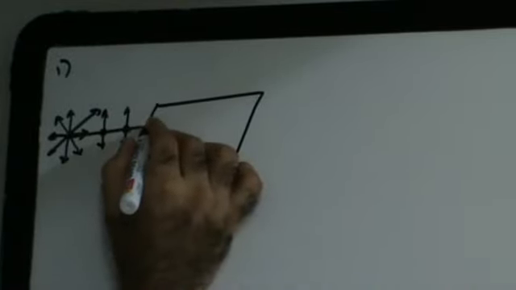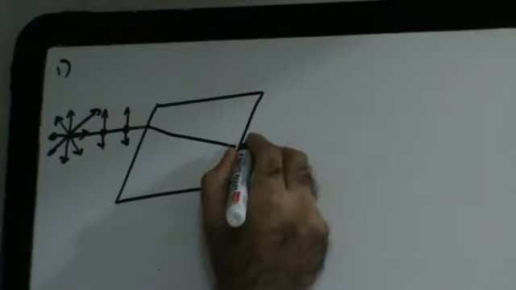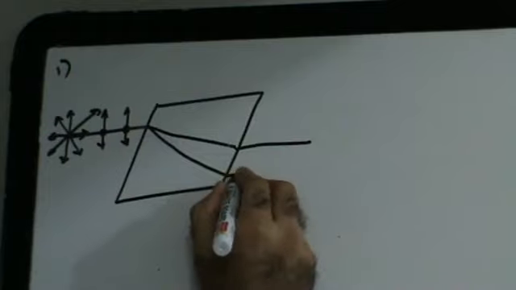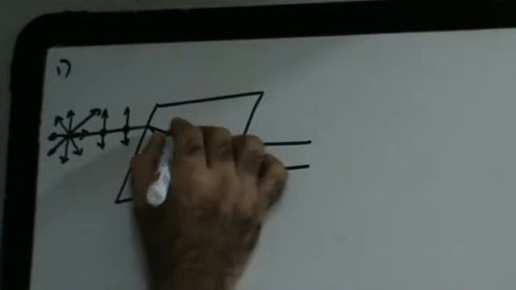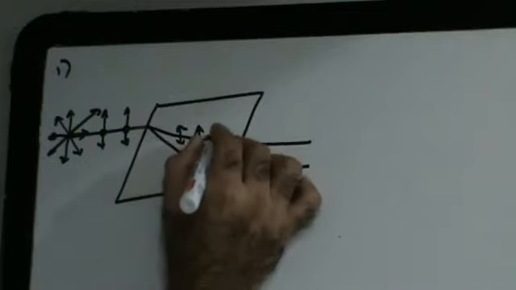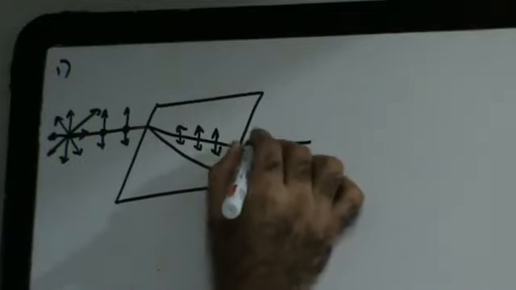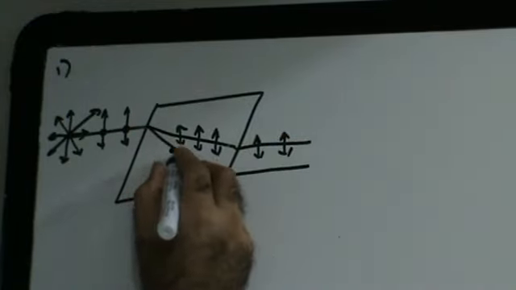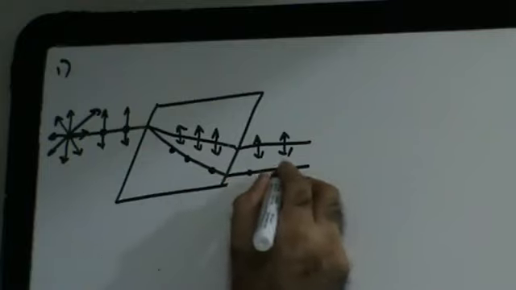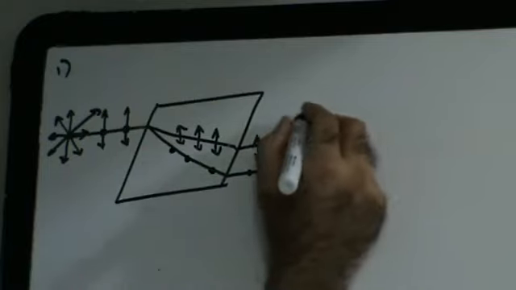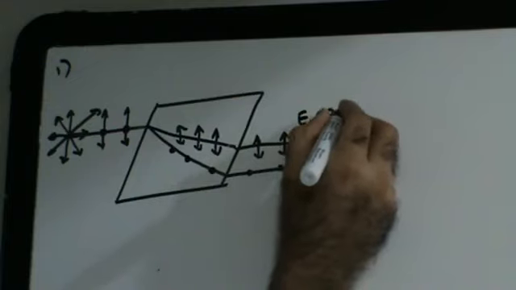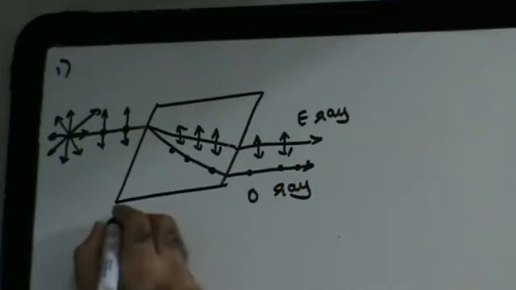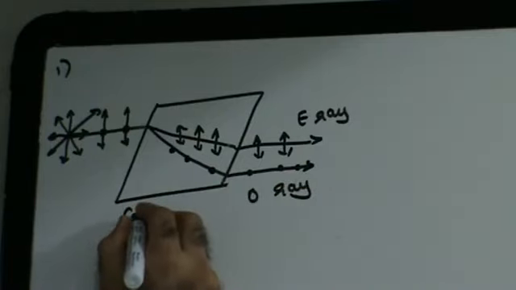One, you would have a refraction and it will come out, and you will have another refraction and it will come out. One of the rays is going to be like this and the other ray is going to be this way. Out of the two rays, one is called the E ray and the other is called the O ray, and this is called the calcite crystal.